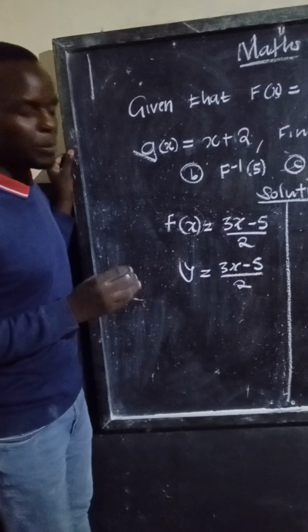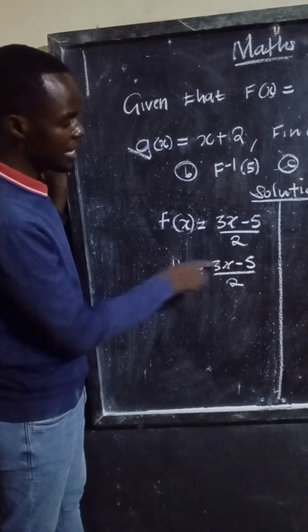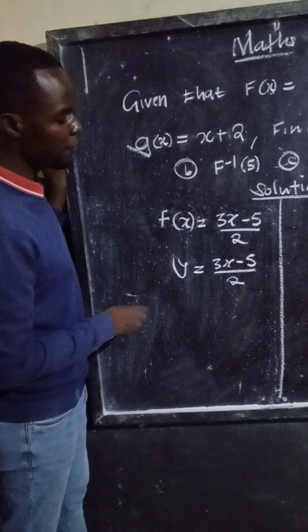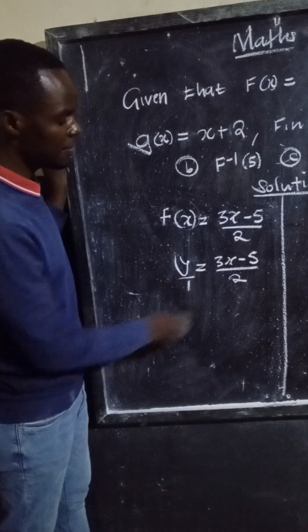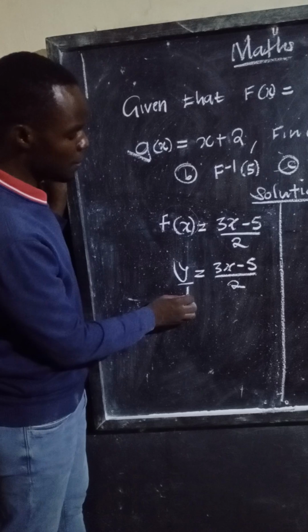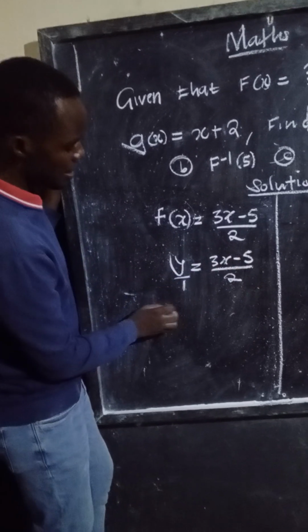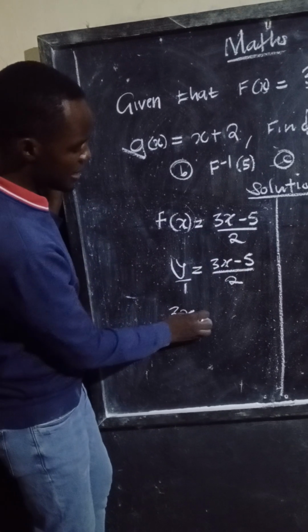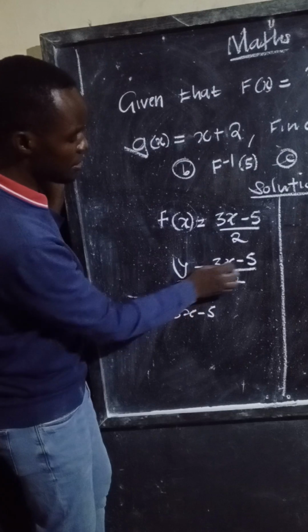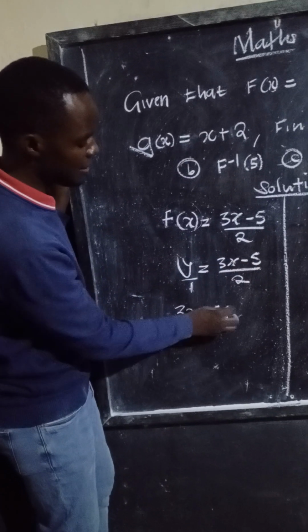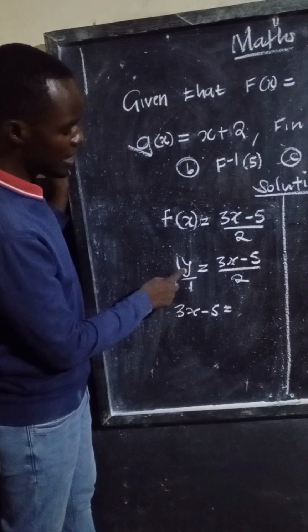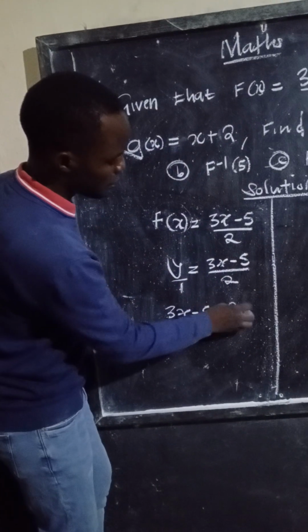The next part that I'll do is to make x the subject of the formula. So for me to make x the subject of the formula, I'll just say over 1, then I'll cross multiply. 1 times everything there will give me 3x minus 5, which is 1 times 3x is 3x, 1 times 5 is negative 5. Then y times 2 is 2y.